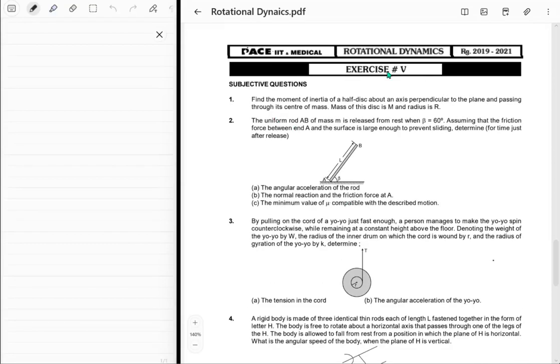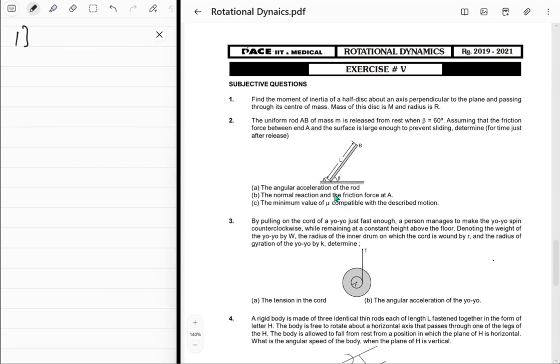So exercise 5, let's do it. First question. Find the moment of inertia of a half disk about an axis perpendicular to the plane and passing through its center of mass. Mass is m, radius is r, whatever.